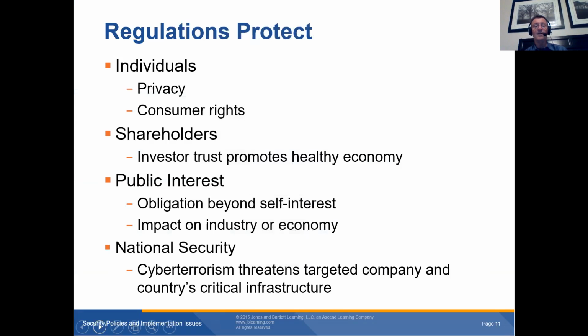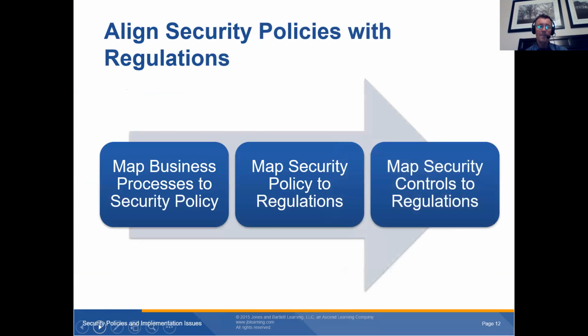So who do regulations protect? We said they protect individuals. We have consumer rights. They protect shareholders because we know the company is transparent and has financial controls in place. They're not cooking the books. We're not going to have an Enron or WorldCom. Hopefully the public interest is protected, and even the nation is protected if we have cybersecurity controls.